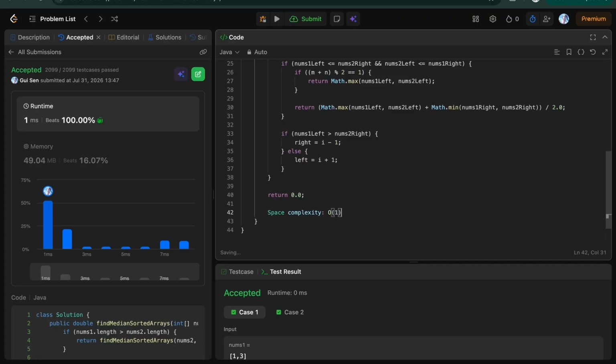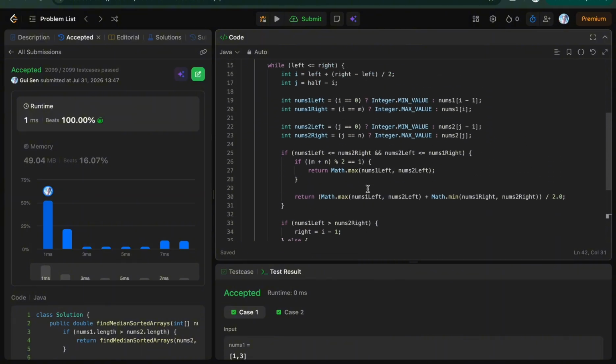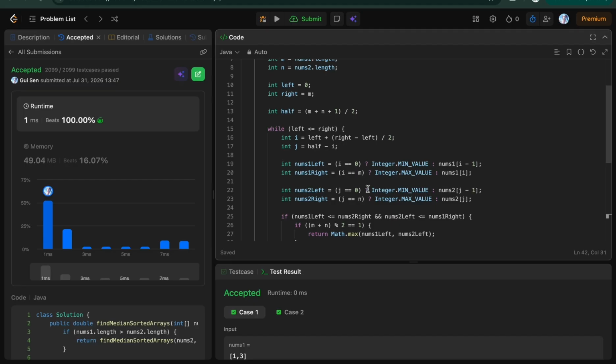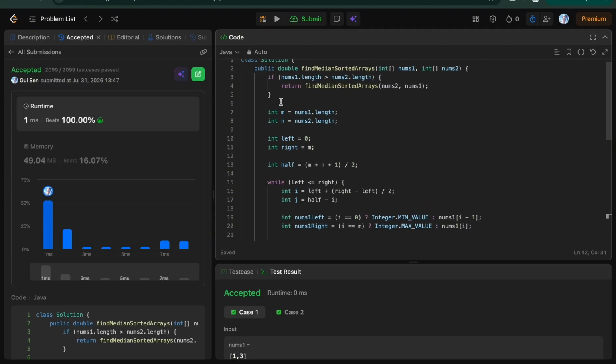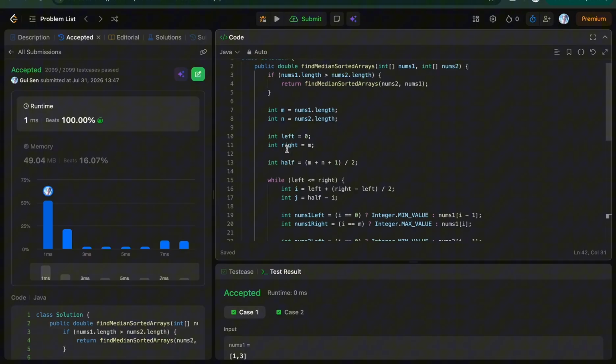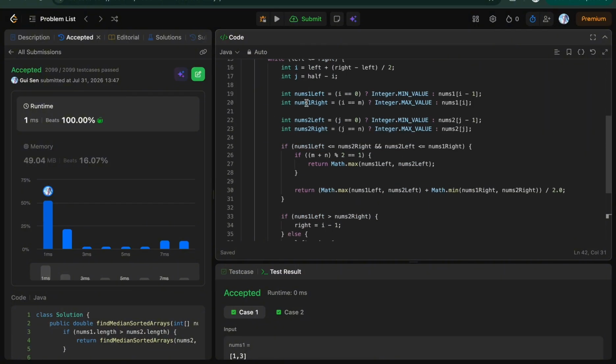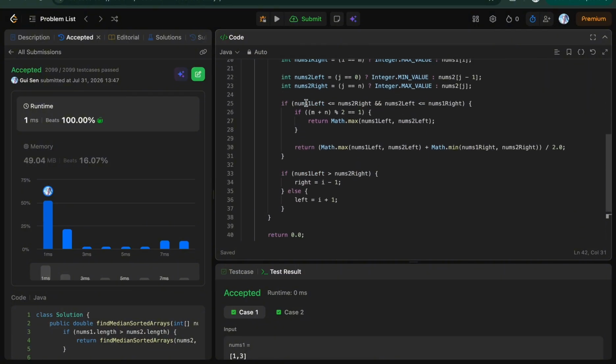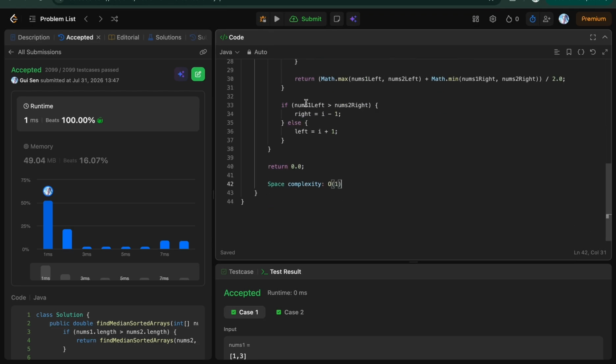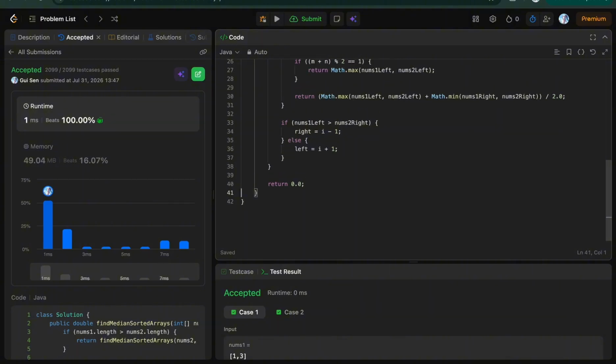Here's the thing. We did not create a merged array. We only use variables. It looks like a lot, yes, but we only use variables like left, right, i, j, and the nums left and right, so the space is constant, which is just big O of 1. The main trick is, instead of merging both arrays, we use binary search to find the correct split where everything on the left side is less than or equal to everything on the right side. And that's how it works.